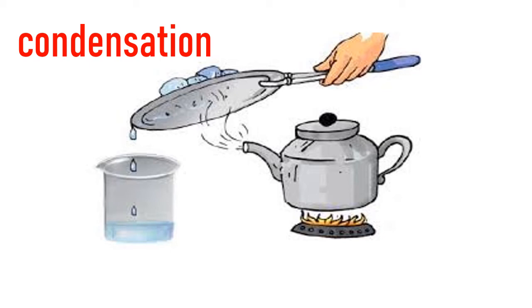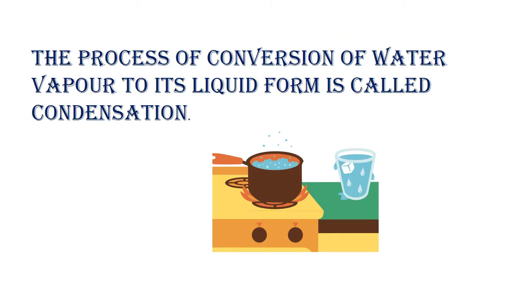and it comes in contact with the cool surface. Ice is at the top, so the plate is cool. So it converts into water droplets and is collected in the beaker that is present below, whereas the salt remains in the solution. So the process of conversion of water vapor to its liquid form, we call condensation. That is the difference between boiling and condensation.